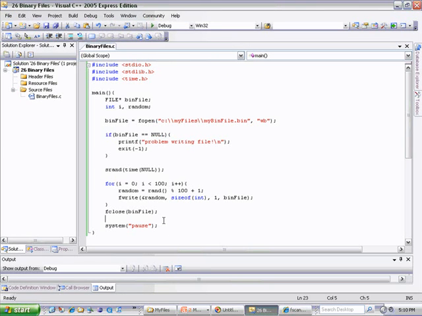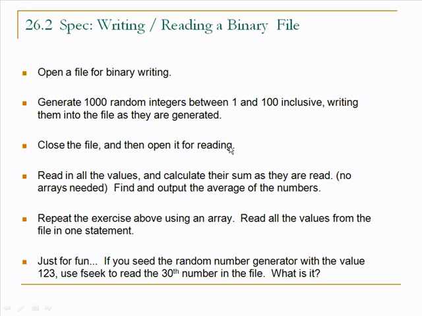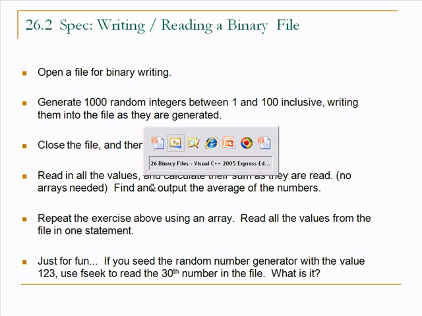Now, what was the rest of this spec? We're going to open the file for reading, and we're going to read in all of the values, calculate their sum as they are read, and not use an array. And then we're going to find and output the average of the numbers. Okay, so we're going to open that file again for reading, read the numbers in one at a time, and find the average as we go along.